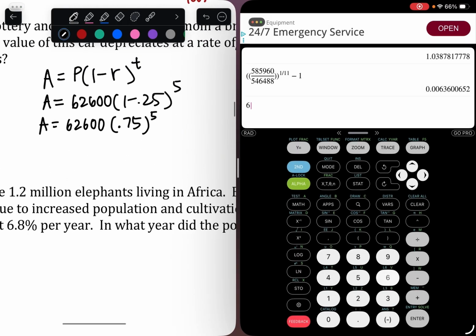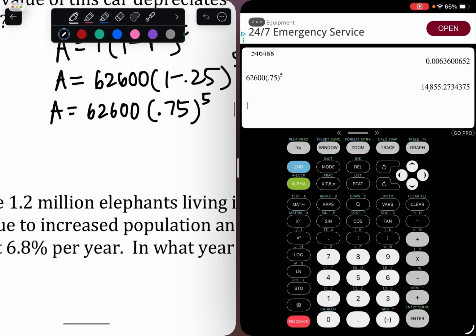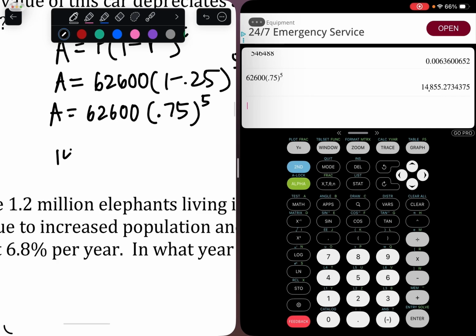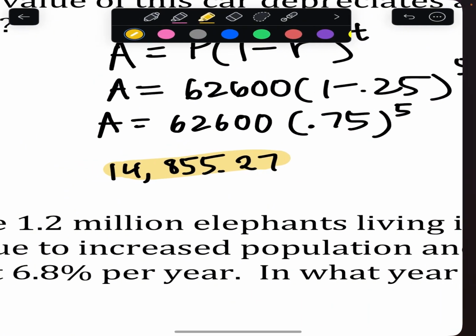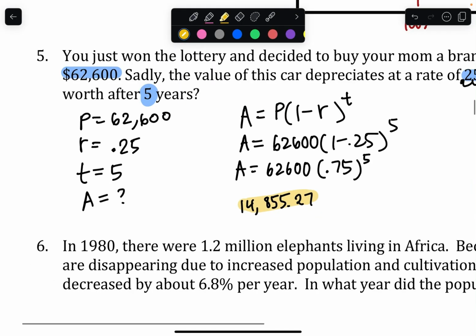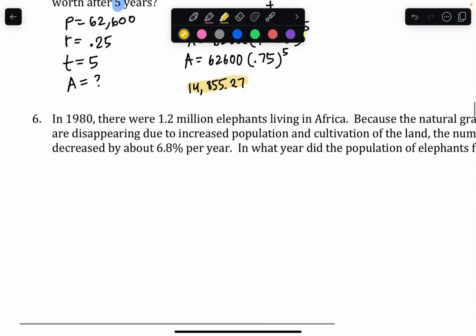Okay, and so 62,600 times 0.75 raised to the 5th. And so $14,855.27 is how much that car will be worth in 5 years. Down from $62,000. That's a lot.